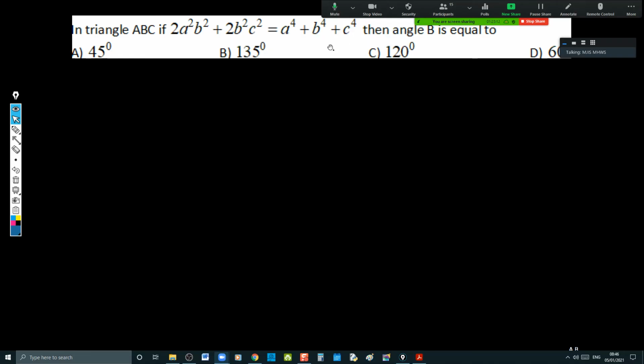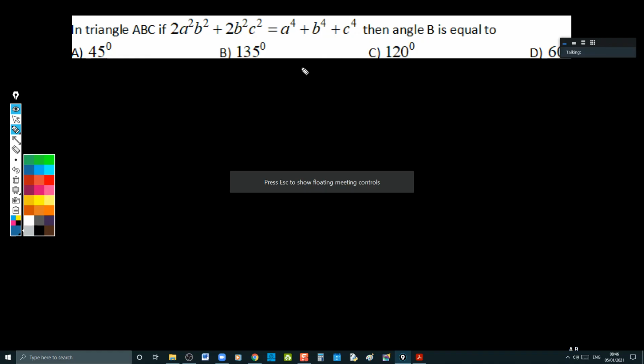In a triangle ABC, 2A square B square plus 2B square C square is equal to A power 4 plus B power 4 plus C power 4. Then angle B is. Okay. Check it out, please.